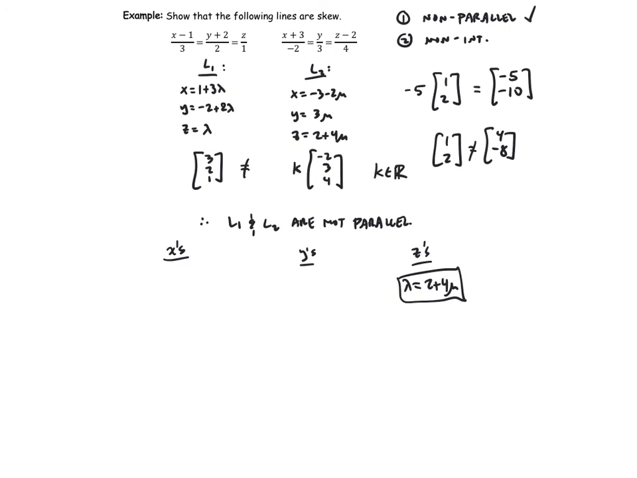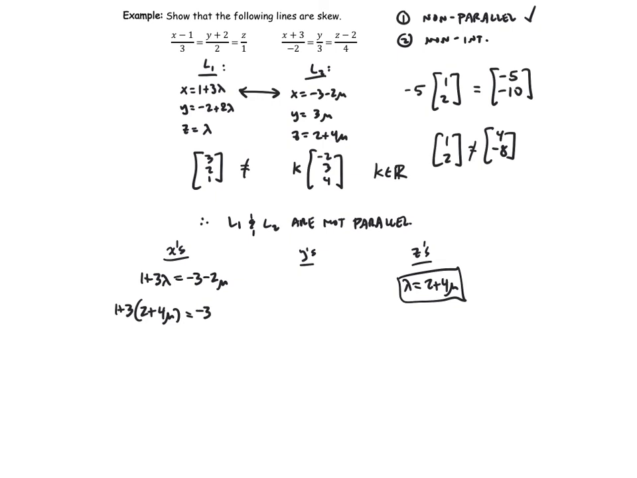Okay, so now what I think I might do is let's set the x's equal: 1 plus 3 lambda, set equal to -3 minus 2 mu, right? That's right here. I'm setting these two x's equal, and I want to find the parameters lambda and mu such that these two potentially intersect. But what I'm trying to do is show that they don't. So let's continue mission here. So I'm going to take lambda equal to 2 plus 4 mu, and I'm going to plug it in for lambda right here.